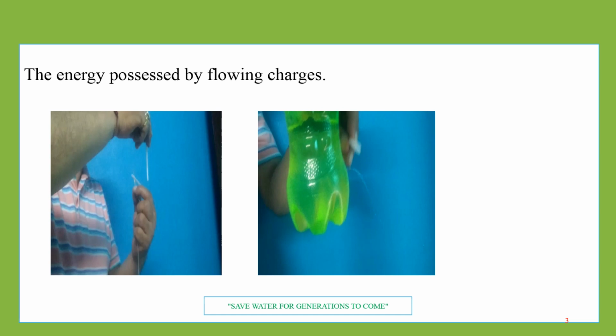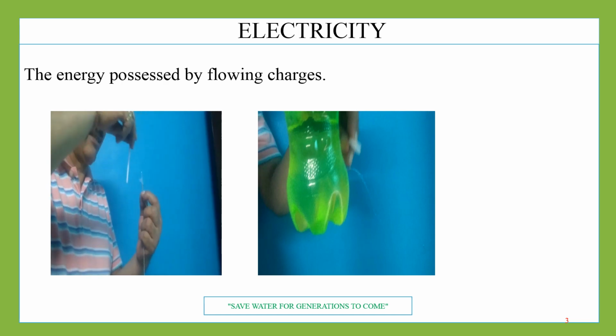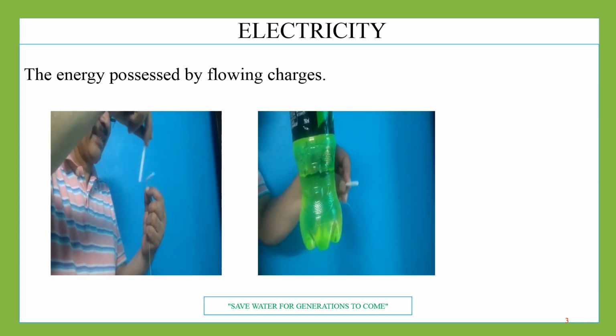So now, what is charge? The question comes to us, what is charge? Before going for that, energy possessed by flowing charges, simply we say that it is electricity. Energy possessed by flowing charges is known as electricity. But here these charges are not flowing. These charges are at rest. We are going to discuss this in our next topic.